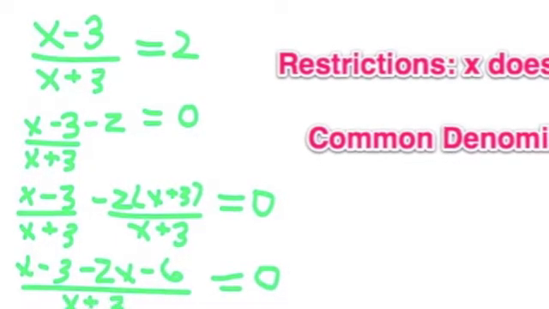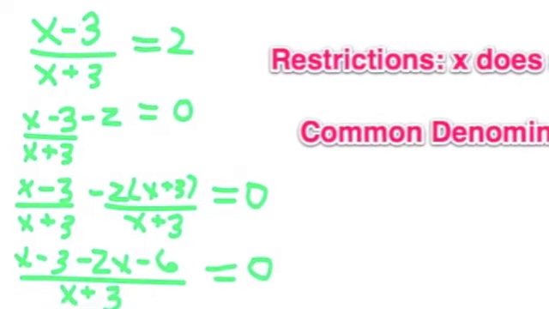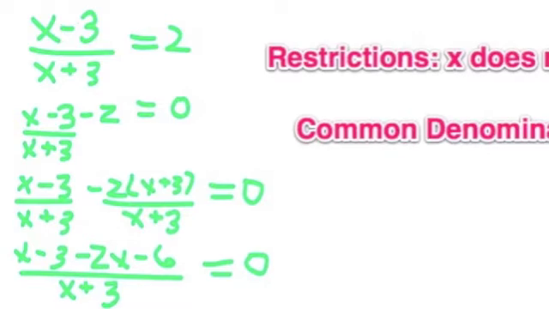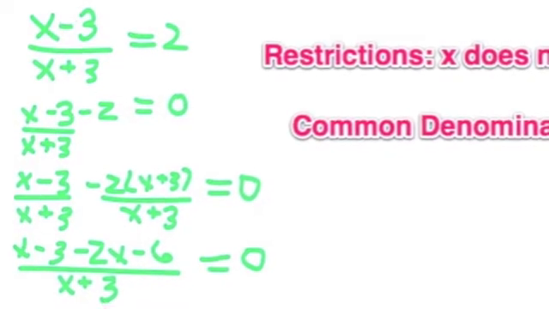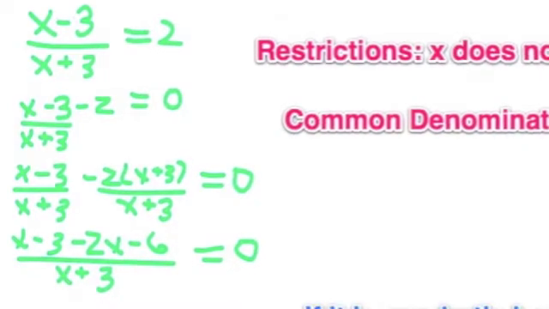For example, we start with the equation (x − 3)/(x + 3) = 2. First, we need to state the restrictions and the value of the common denominator. The next step is to bring everything to one side so it equals 0. After that, we need to have a common denominator since we are subtracting.